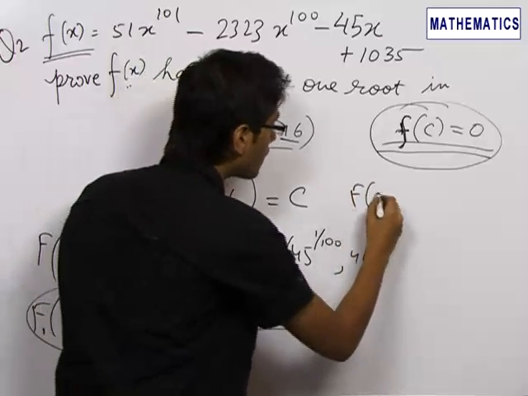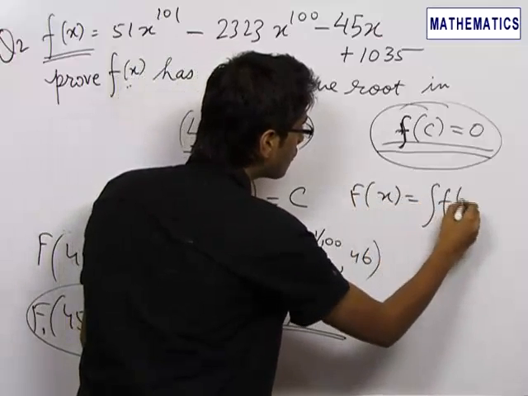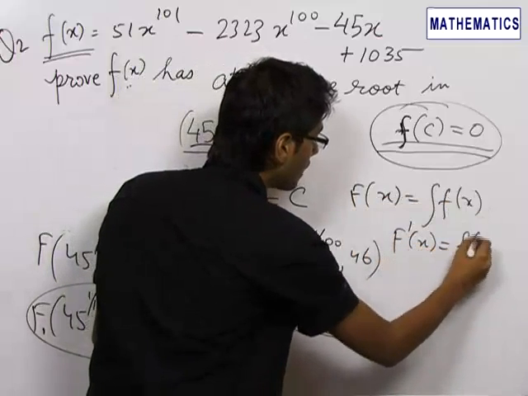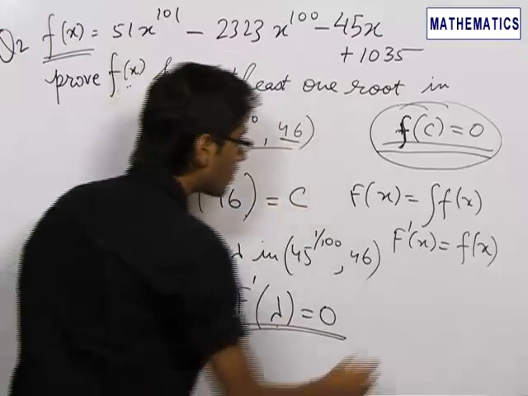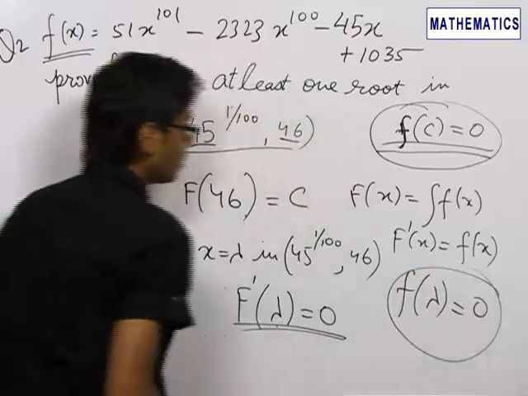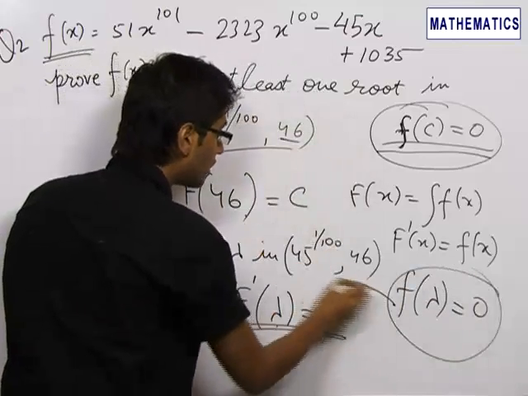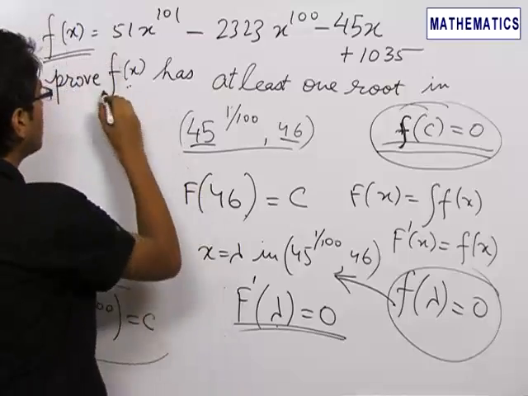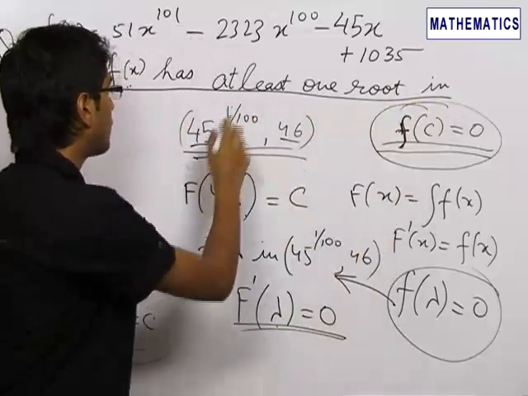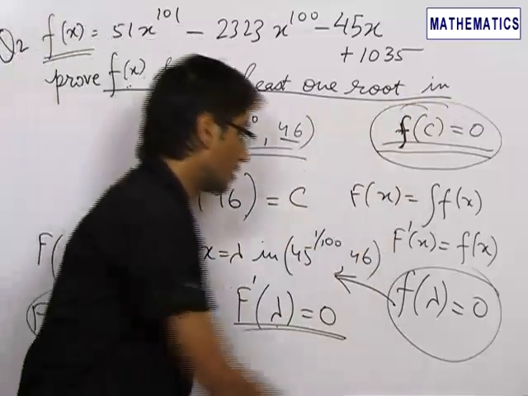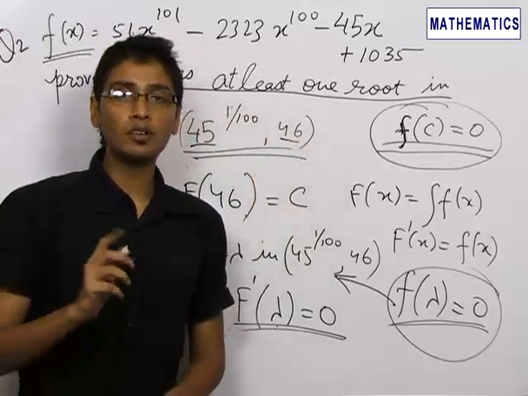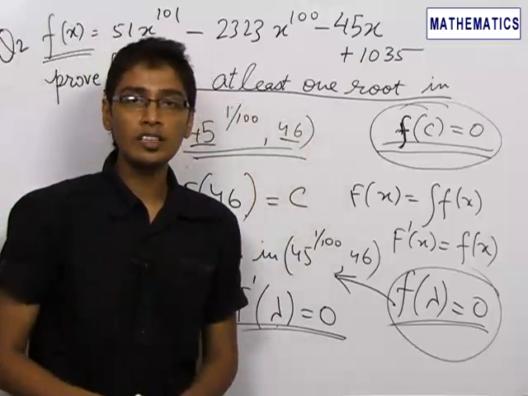Now we know that F(x) is equal to the integration of small f(x). So F'(x) will be equal to f(x). F'(lambda) will be equal to f(lambda). It should be equal to 0 at least once in the given interval. So we have got f(x) has at least one root in the given interval of 45^(1/100) to 46. This was the desired result we needed to prove. In this question, we learned the important Rolle's concept, which would be very useful in the forthcoming chapters.